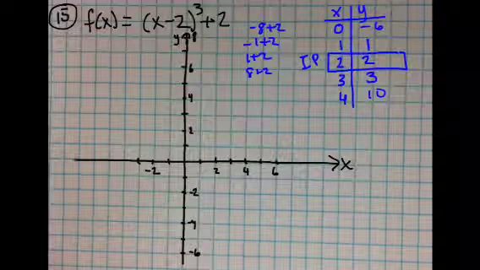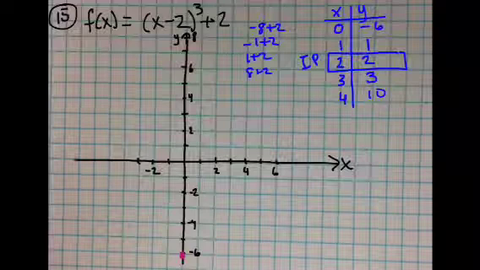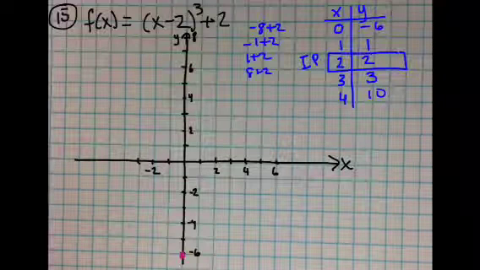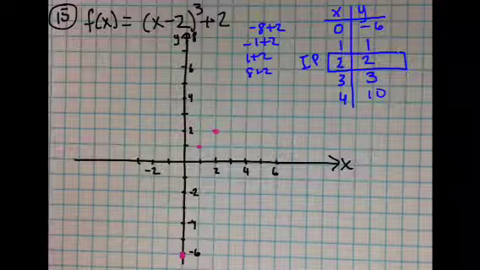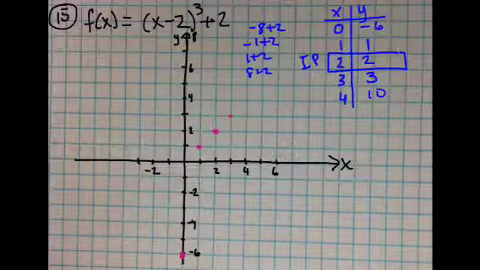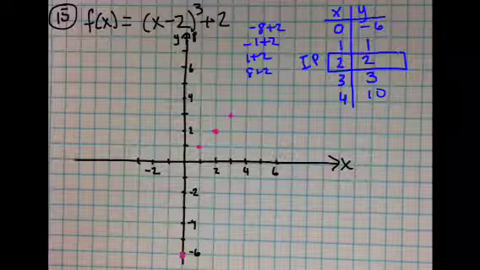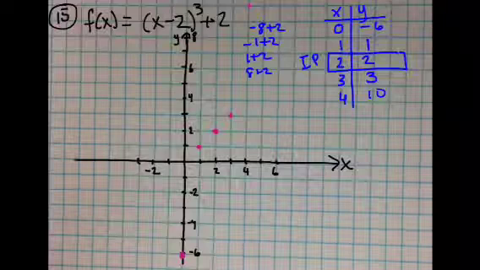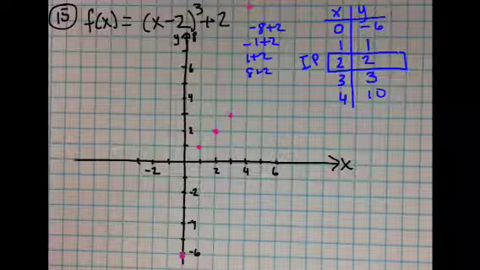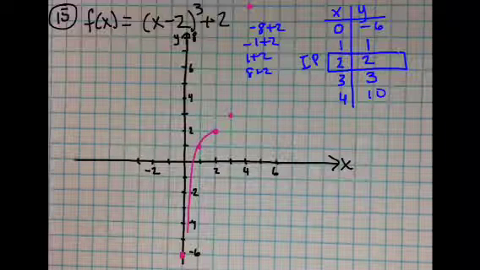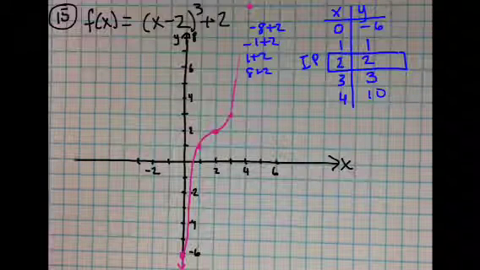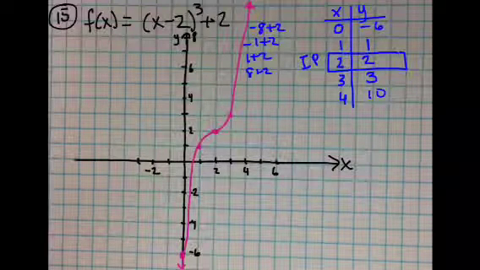So 0, negative 6, 1, 1, 2, 2, 3, 3, and 4, 10 is to the very top, 8, 9, 10. About here. Okay, so connect the points. And the one on the top. There you go. And so that's it.